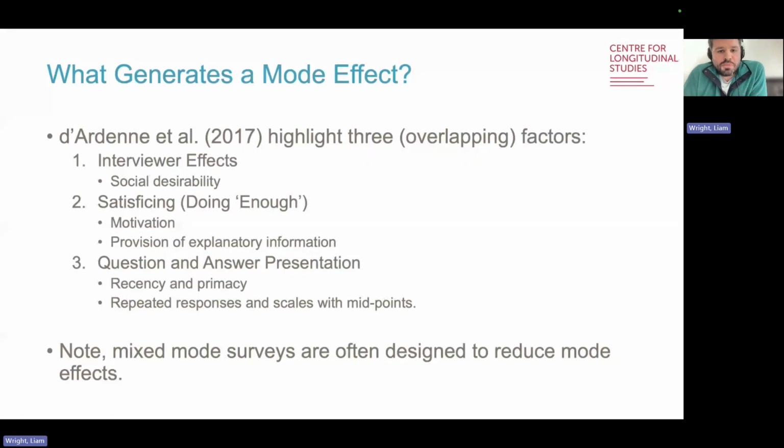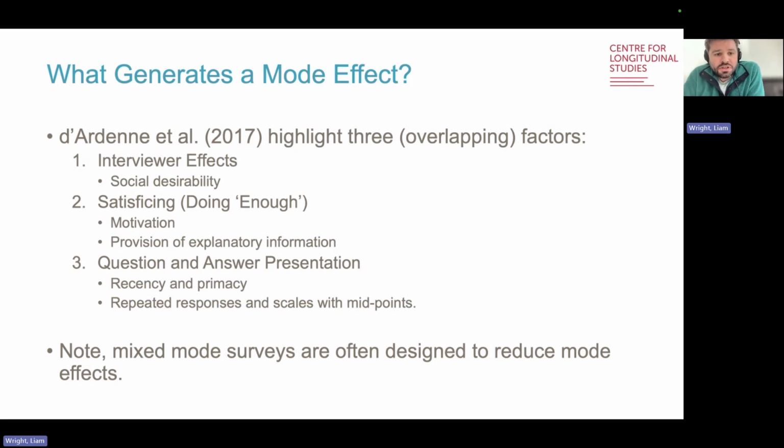So what is it about a survey item that might mean it generates a mode effect? Well, Joe Dardenne at NatCen has a nice paper that highlights 3 overlapping factors. So one is interviewer effects. The presence of an interviewer can affect how people respond. The main way is that people might be less willing to reveal socially sensitive information when they have to report it to the interviewer.